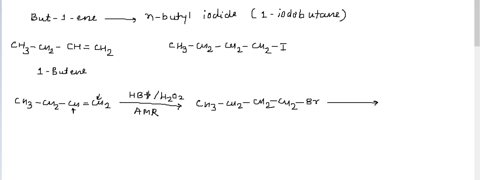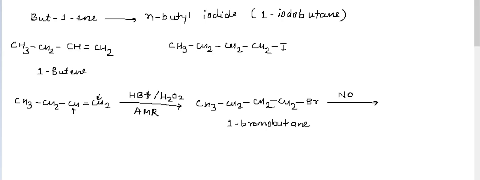Now we have bromine at the first position. What is the name of this compound? This is 1-bromobutane. Okay, now we have to convert bromine to iodine, and we know how to convert it. We have one name reaction, that is Finkelstein reaction, where we can convert chlorides and bromides into iodides, right?